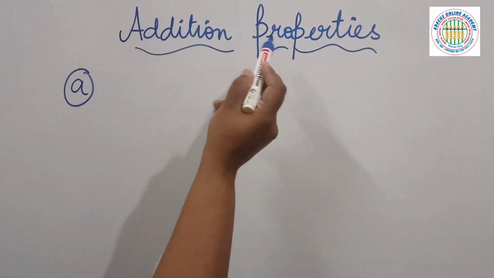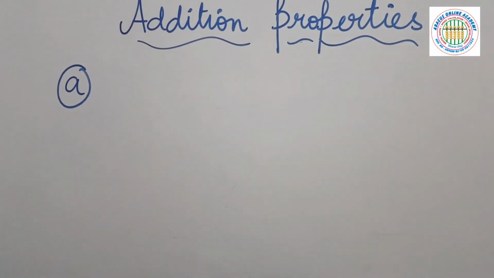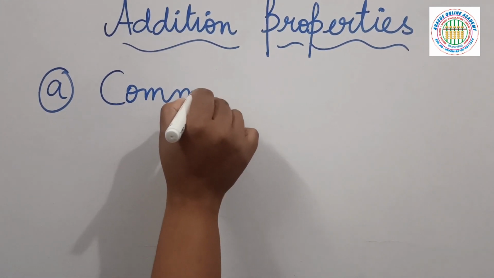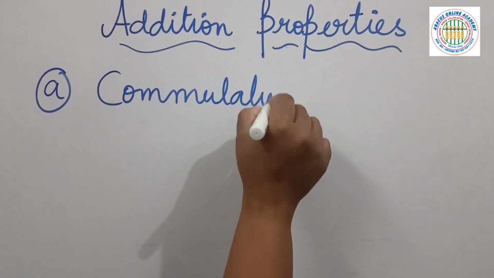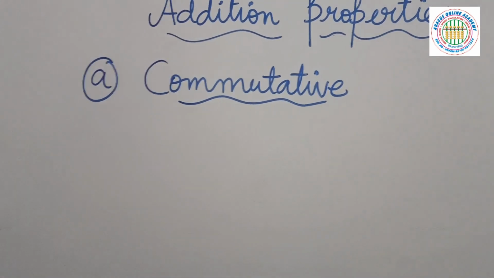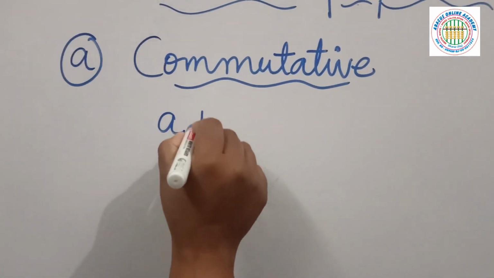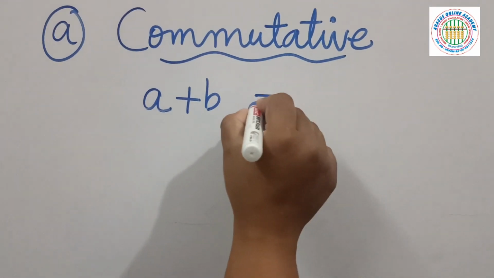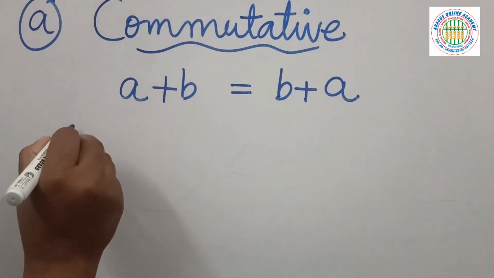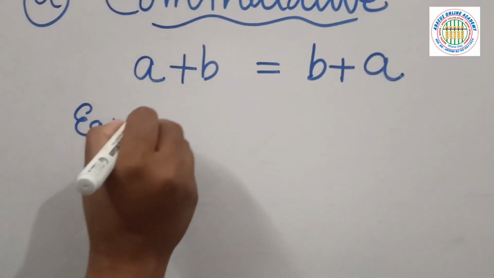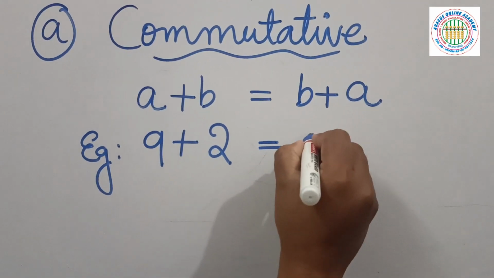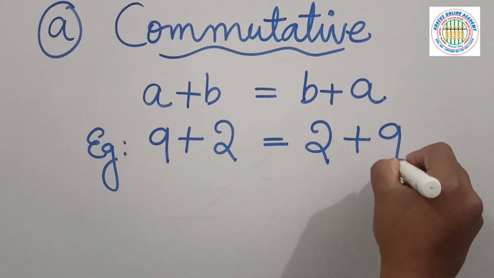Next topic is addition properties. Okay, there are 2 properties for addition. So the first one is commutative property. Okay, so what is commutative property? That is A plus B is equal to B plus A. For example, 9 plus 2 is equal to 2 plus 9, right?